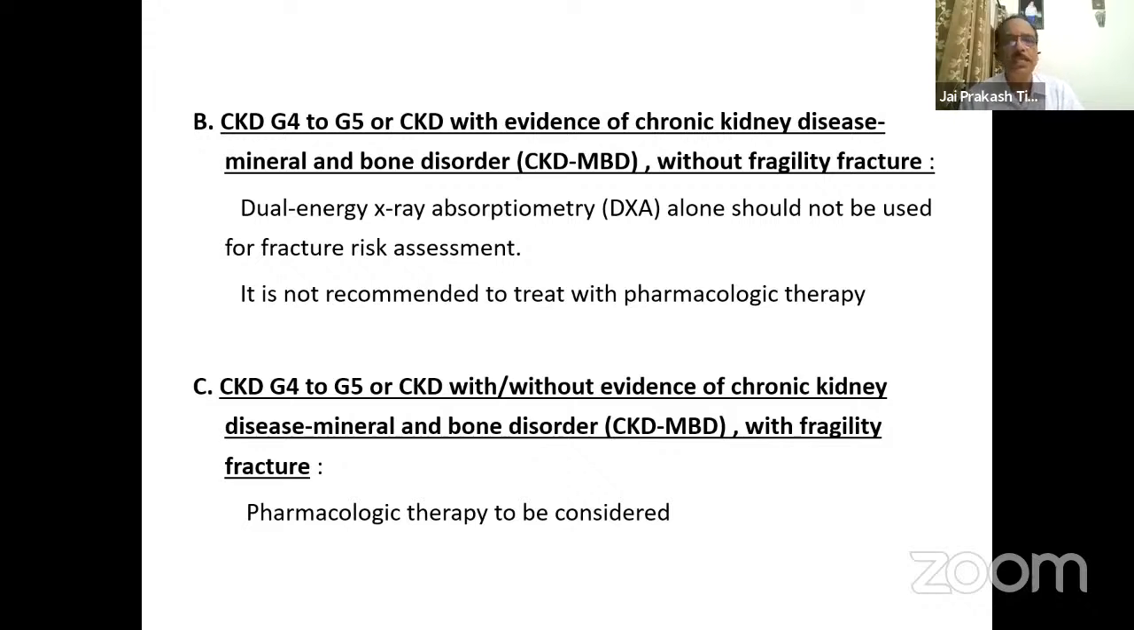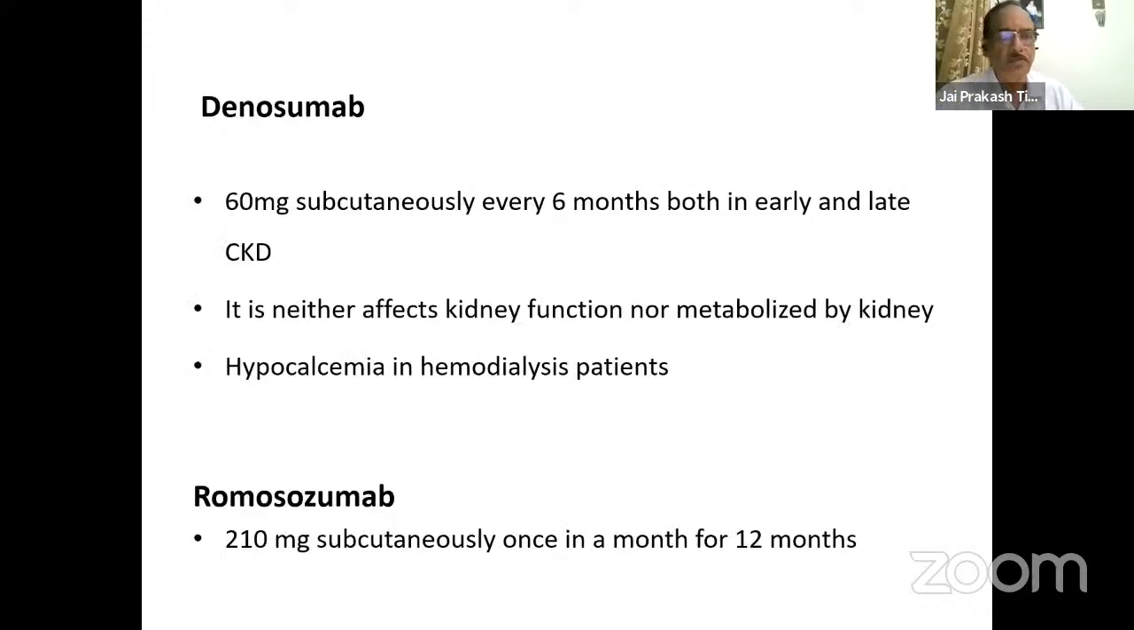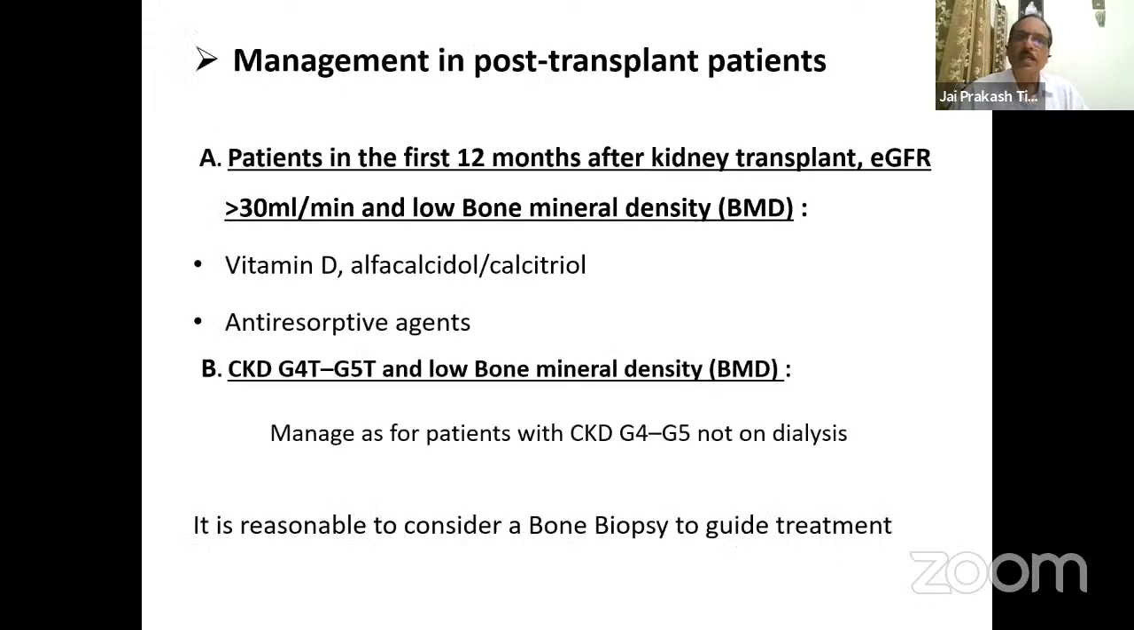And the main drug in the later stage, as Dr. Marwah told, is Denosumab, 60 milligram subcutaneously every 6 months, both in early and late CKD. It neither affects kidney function nor is it metabolized by the kidney. But if the patient is on dialysis, hypocalcemia is the problem, and we should watch for the hypocalcemia and treat accordingly. Romosozumab, 210 milligrams subcutaneously, once a month for 12 months.